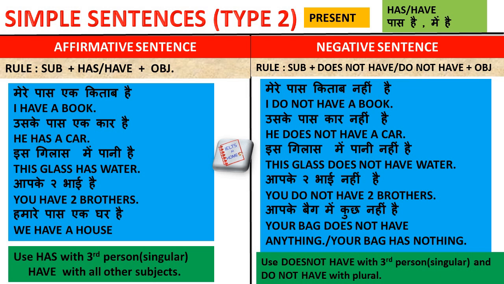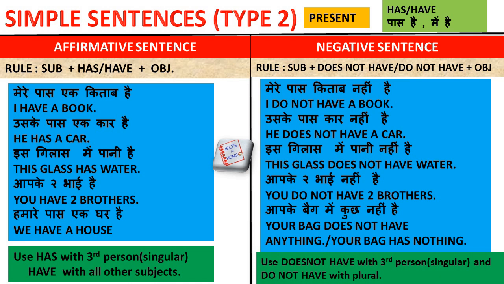And read the example. मेरे पास किताब नहीं है. मेरे means I do not have, because we use do with I. I do not have a book. A book is the object. उसके पास कार नहीं है. उसके means he. He is third person singular, so we use does not have. He does not have a car. And one thing you need to note is that we are not using has in negative sentence. We use have with all, either they are plural or singular, but the main thing is we need to use do or does according to the subject.